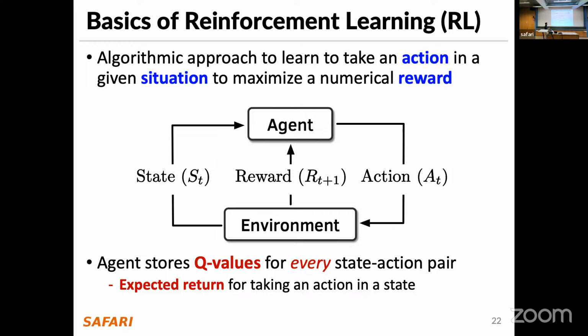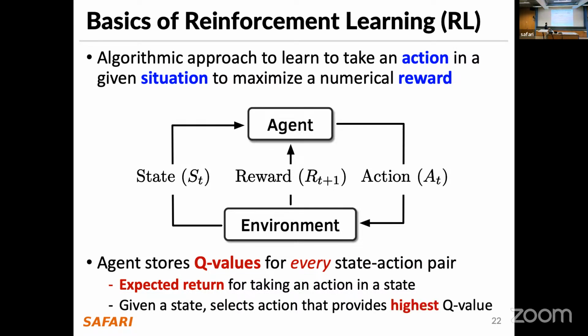So what the agent is doing is essentially learning this Q value, and in any given state, it is going to take the action that gives the highest Q value. So it basically says, okay, I'm going with a greedy policy, right? I'm going to take that action in that given state that's going to give me the highest expected reward.